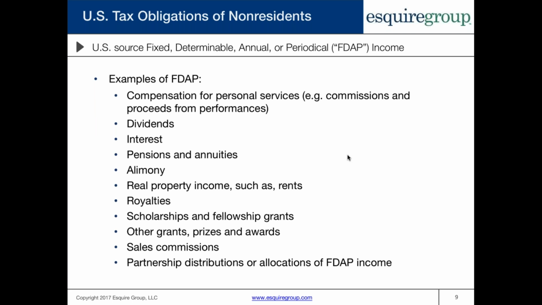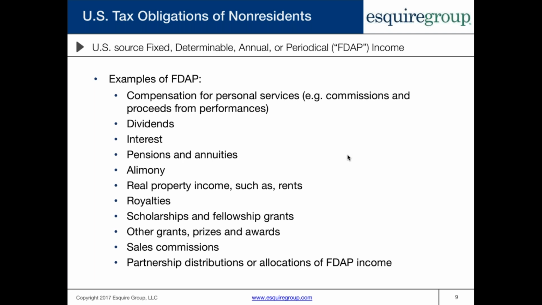So some common examples of FDAP income are compensation for services. Commissions, for example, would be determinable because they would generally be a percentage or a fixed amount based off of sales or something of that nature. Dividends, interest, pensions and annuities, alimony, real property income such as rents if that election to treat it as effectively connected income was not made. Royalties, as I mentioned in our example, scholarships and fellowship grants, as well as other grants, prizes, and awards, sales commissions, and partnership distributions or allocations of FDAP income.